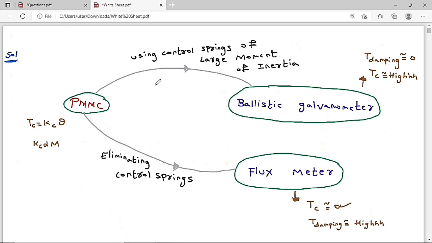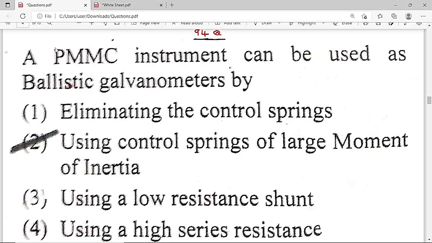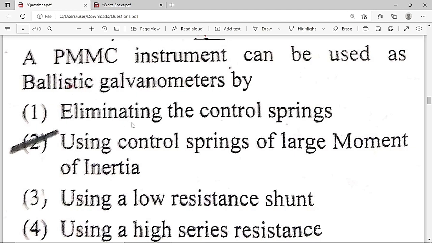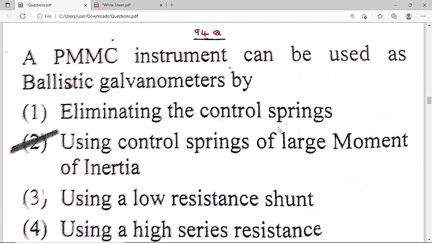So these things you always have to keep in your mind. By these modifications, we can convert the PMMC to a ballistic galvanometer as well as a flux meter. You can see in option one, by eliminating the control springs, we can convert the PMMC into a flux meter, whereas by using control springs of large amount of inertia, we can convert the PMMC into a ballistic galvanometer. By using a low resistance shunt, we can extend the range of the PMMC as an ammeter.